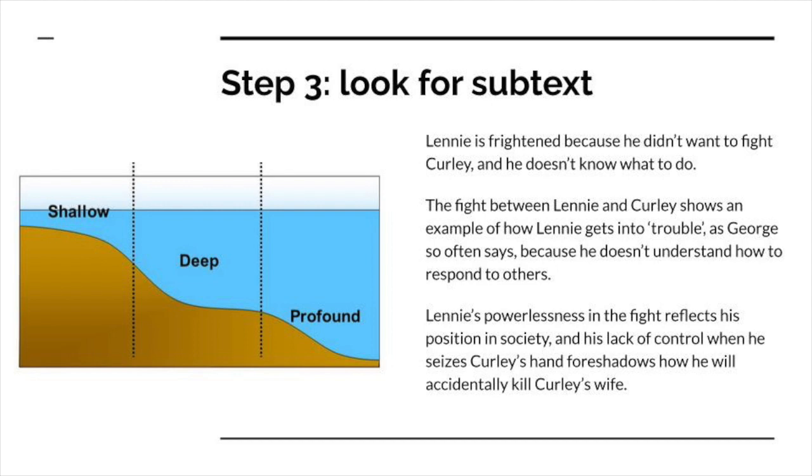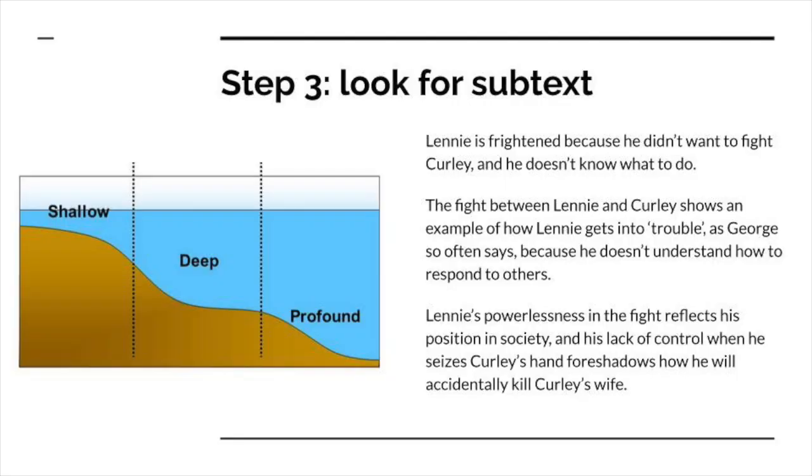Let's look at this next sentence. The fight between Lenny and Curly shows an example of how Lenny gets into trouble, as George so often says, because he doesn't understand how to respond to others. Now we're going a little bit deeper here because we're taking something specific from the extract and we're drawing from it a general principle about Lenny's character and Lenny's behaviour over the whole novel. We're using our knowledge of the whole text to help us understand the extract in a deeper way, and being able to say things about Lenny's response to other people really makes that go a little bit deeper.